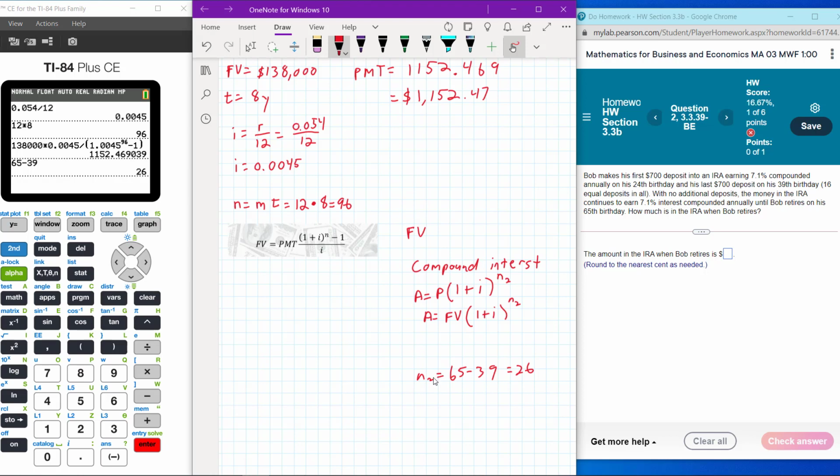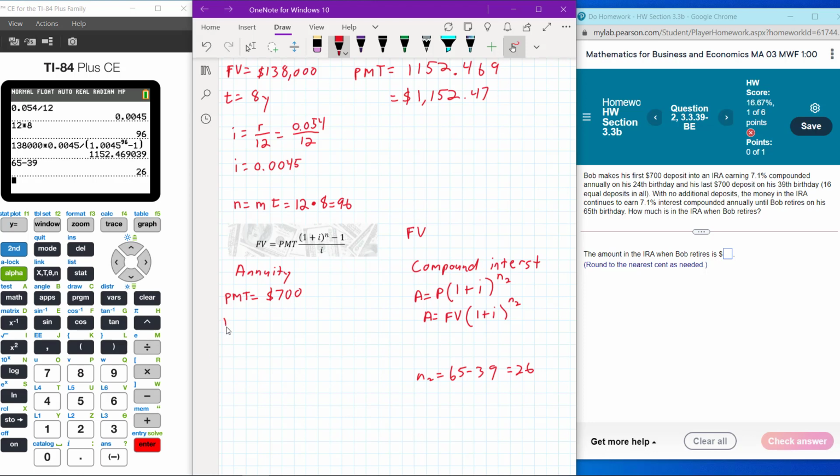But once again, we have two problems. The first problem is the annuity problem. Once we figure out the future value for the annuity problem, we can apply that as the input to the compound interest problem. Okay, so we know that Bob is making $700 payments. So PMT is $700.